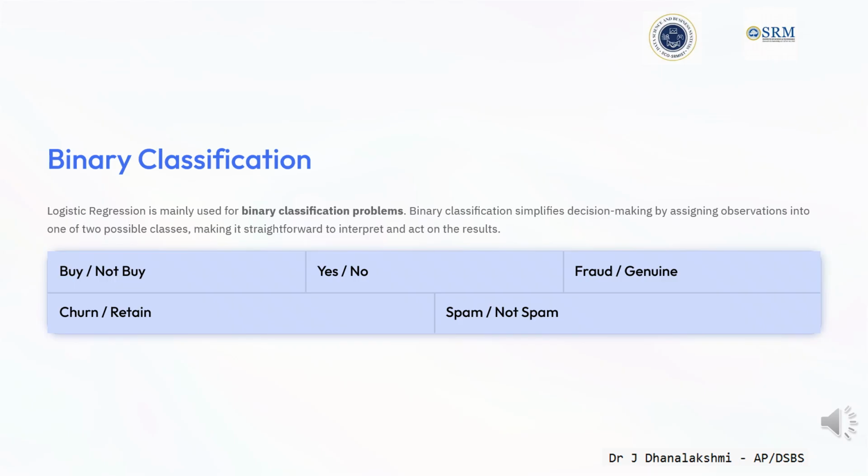Logistic regression is primarily designed for binary classification problems, where each observation belongs to one of two possible categories. Examples include buy or not buy, yes or no, fraud or genuine, churn or retain, and spam or not spam. Binary classification simplifies decision-making by separating customers or transactions into clearly defined groups. Organizations use these predictions to personalize marketing campaigns, prevent customer churn, detect fraudulent activities, and automate decision-making processes. Binary classification forms the foundation of many real-world machine learning applications across different industries.